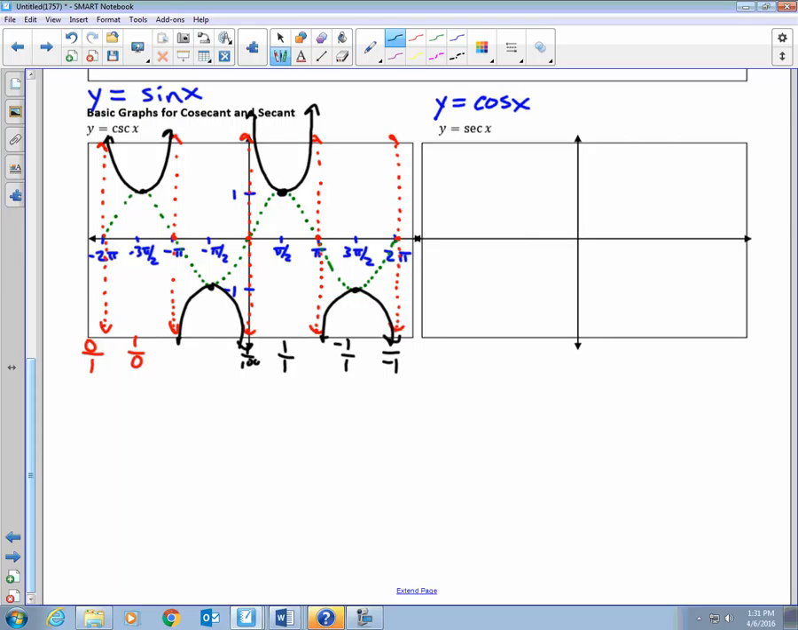Secant. What should I make a graph of to start out? What's the reciprocal of secant? Cosine, right? So I'll draw a graph of cosine. Anytime I see cosecant, I do sine. Anytime I see secant, I do cosine.